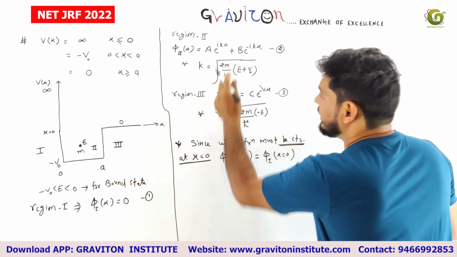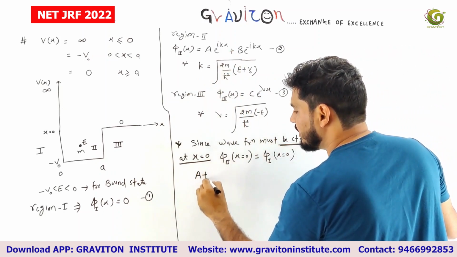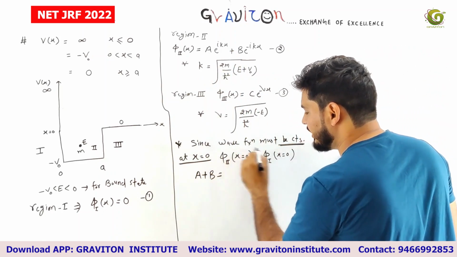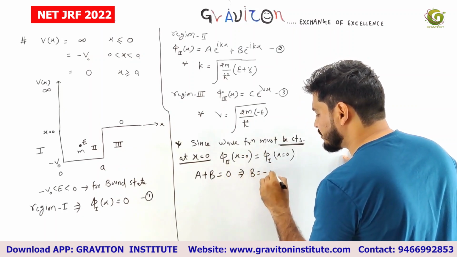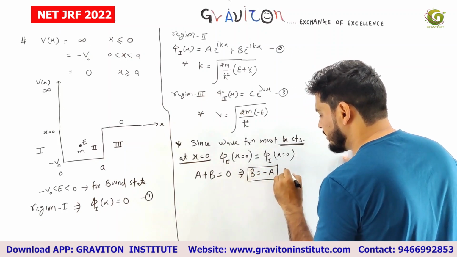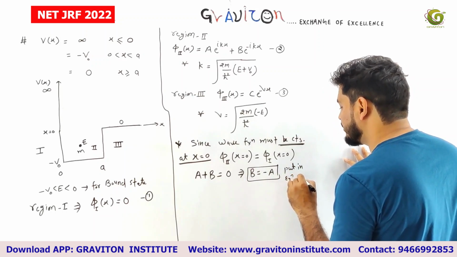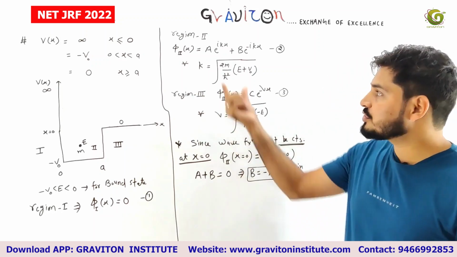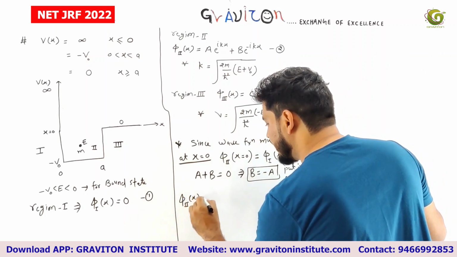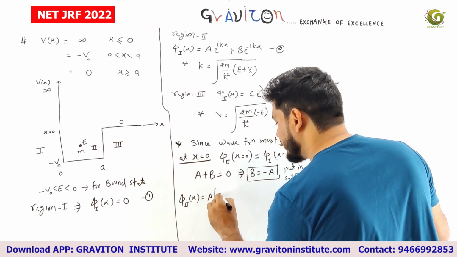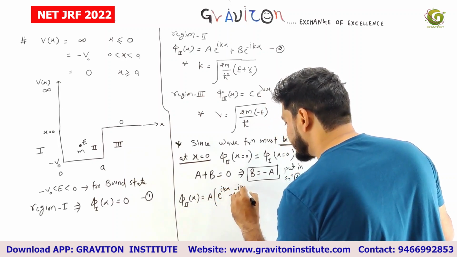If you put x = 0 in equation 2, you will get A + B, and this is already 0. So from here I can say that B = -A. Let's put this in equation 2. So I can get phi 2(x) as, taking A common, e^(iKx) - e^(-iKx).